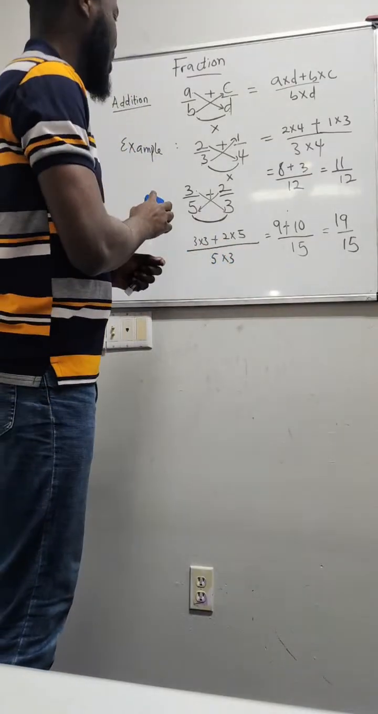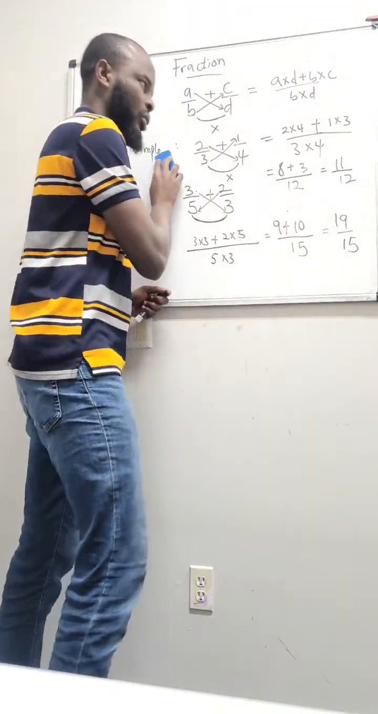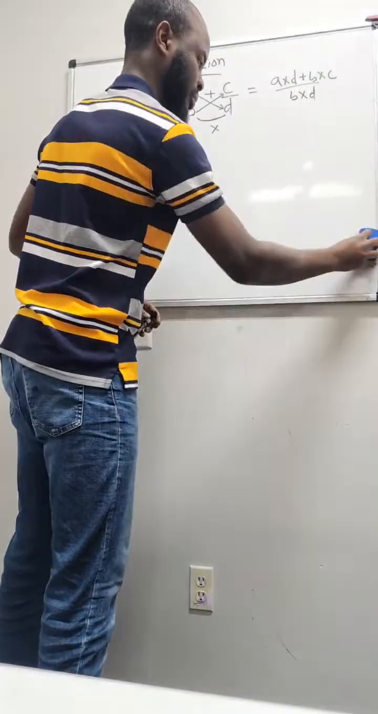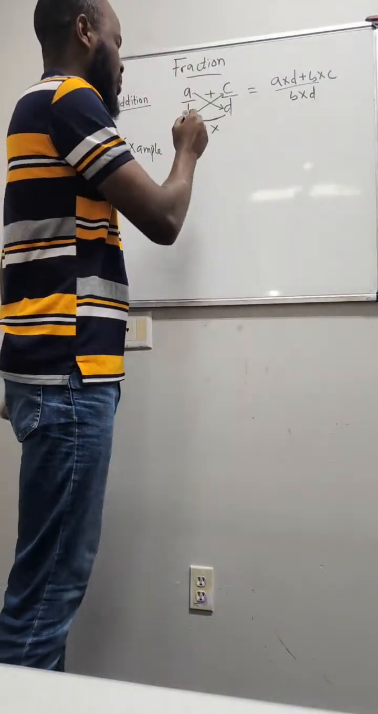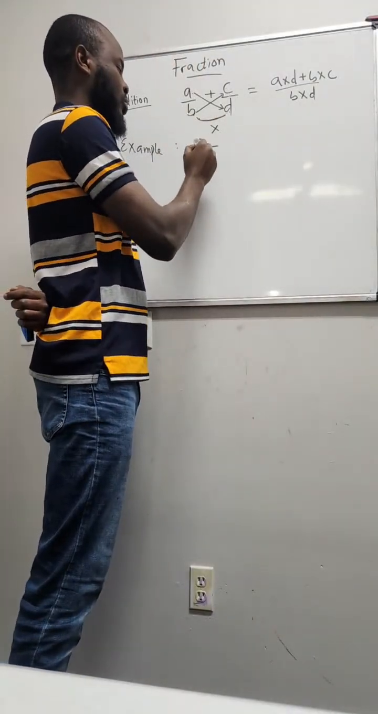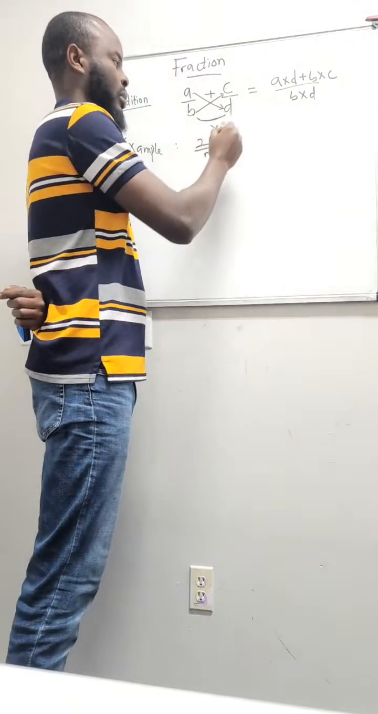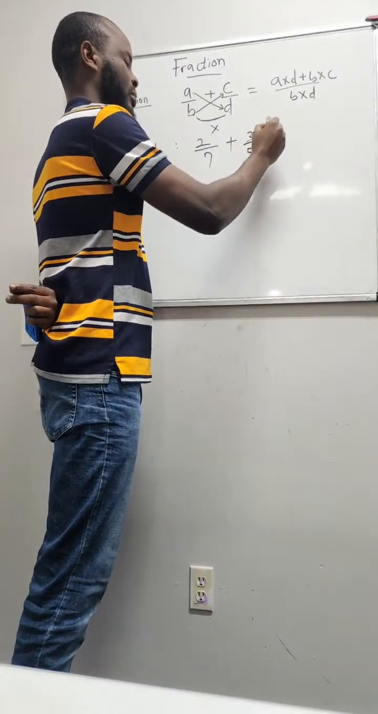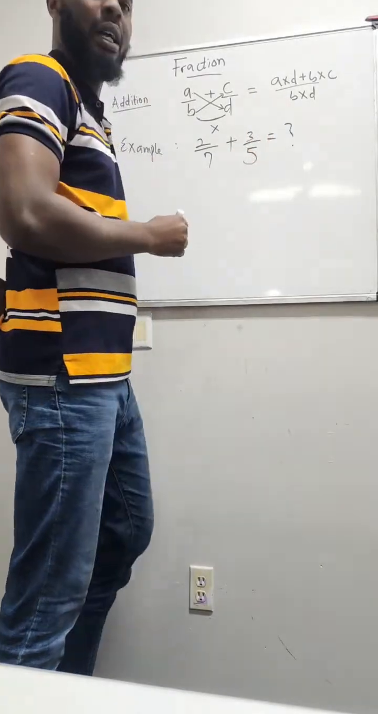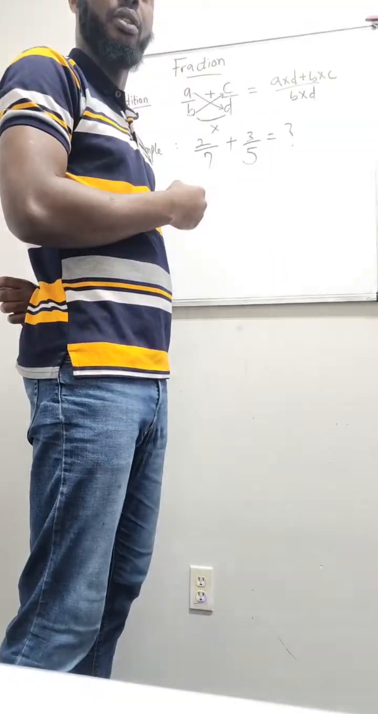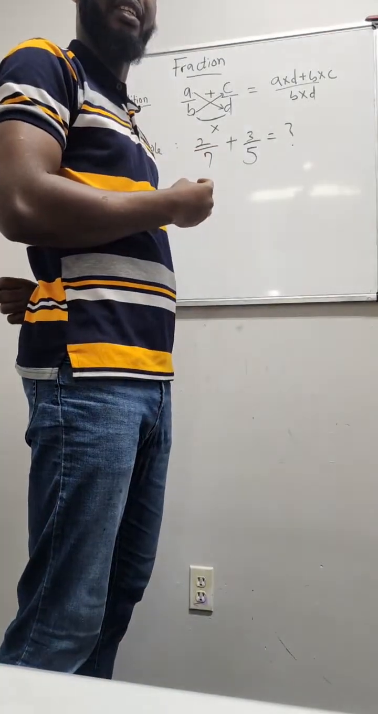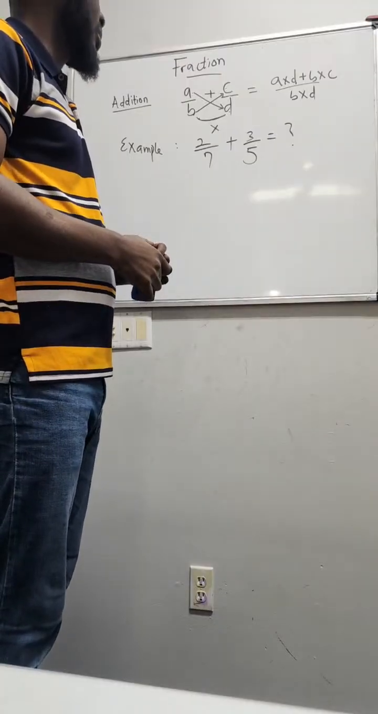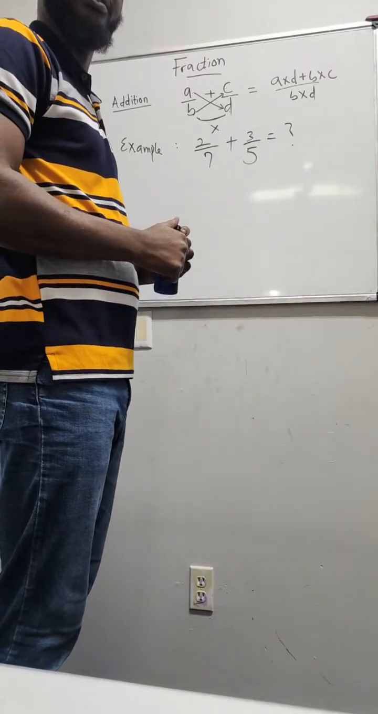Before we move away from here, let me give you another example using this same rule, and let's see if you can get this right. Okay? Now, here we have 2 over 7 multiplied by 3 over 5. I want you to do this and put the answer in the comment section before we proceed to the next step. And let's do this together.